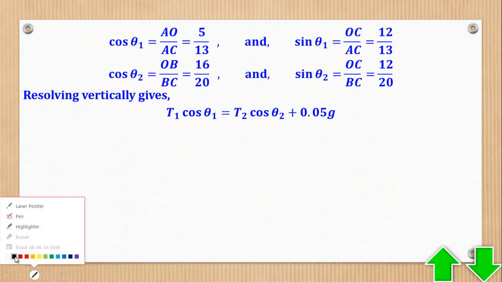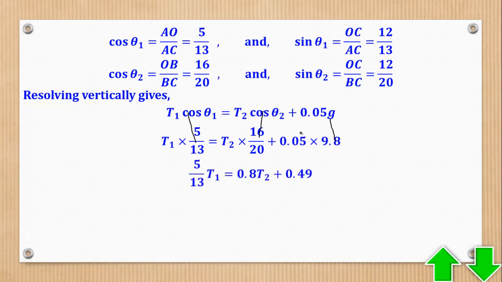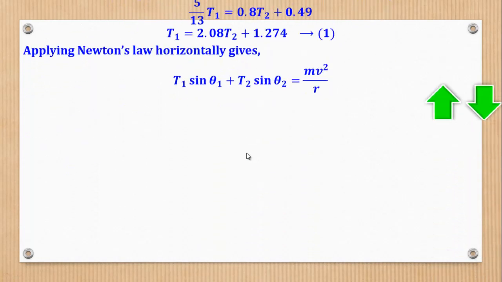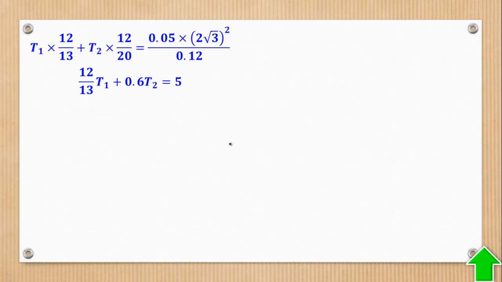Which gives you that. Then we shall substitute for cos theta 1, cos theta 2, and for g to get an equation having both T1 and T2. Then also applying Newton's law horizontally, we shall have that. Then substitute for sin theta 1 and sin theta 2 to come up with an equation having both T1 and T2.